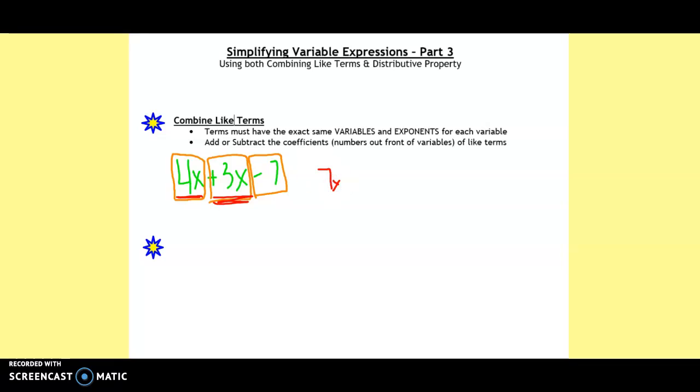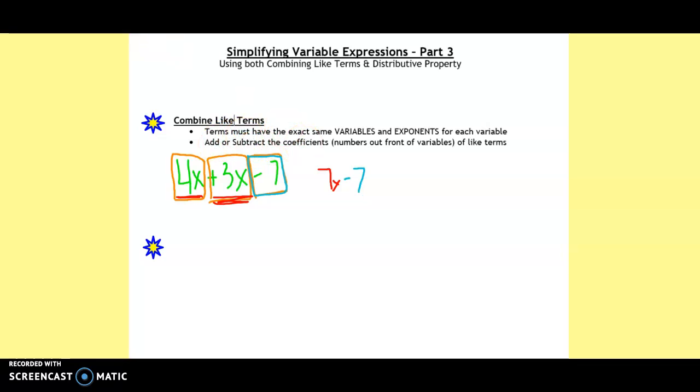And then this last box here at the end, the minus 7 or subtraction of 7, negative 7, however you look at it, doesn't have any other like boxes, like terms. So we would just simply rewrite it to the end of that phrase. So my simplified expression would be 7x minus 7. So again, we're going to look for terms that have exactly the same variable, and then we're going to add or subtract the coefficients.